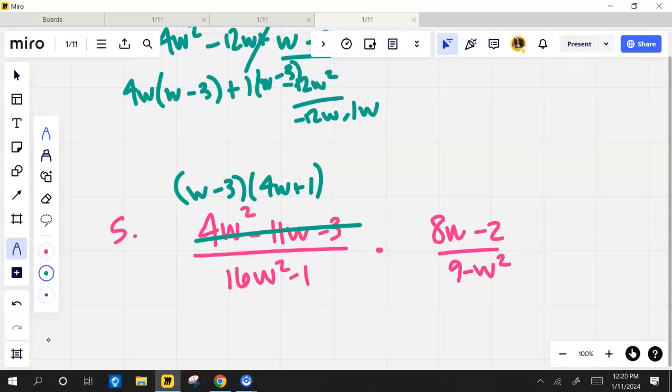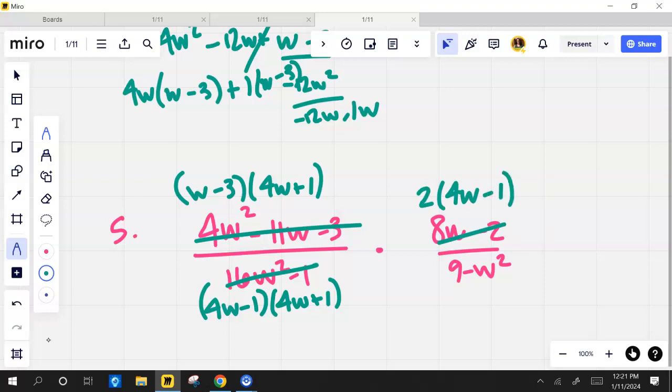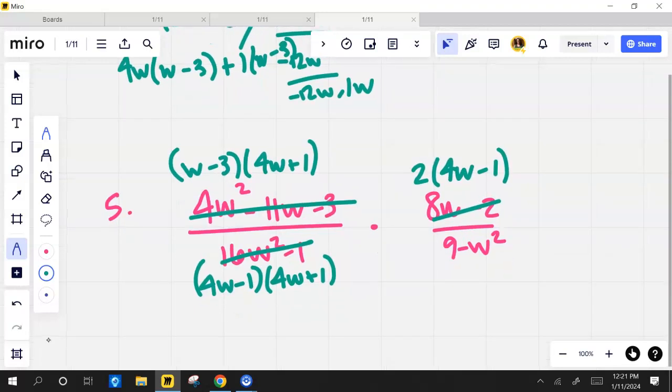Now this one's a difference of squares, yes? So I get 4w minus 1 and 4w plus 1. How about this piece over here? Can I do anything with that? Yeah, you can. Take out a 2. That's exactly right. So I get 2 times 4w minus 1. And then I have a difference of squares. So I get 3 minus w, 3 plus w, because w squared minus 9 is not the same thing as 9 minus w squared.